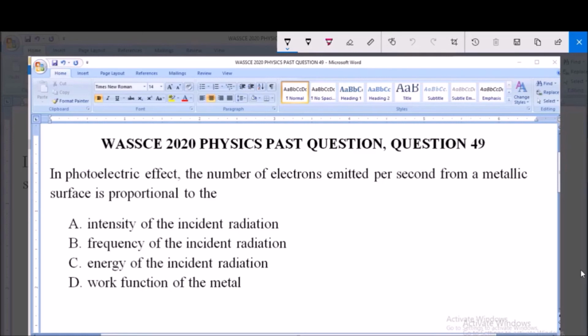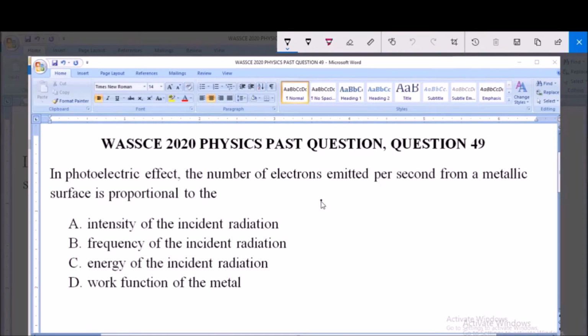I will be answering WAEC 2020 physics past question, question 29. In photoelectric effects, the number of electrons emitted per second from a metallic surface is proportional to the A. intensity of the incident radiation, B. frequency of the incident radiation, C. energy of the incident radiation, and D. work function of the metal.